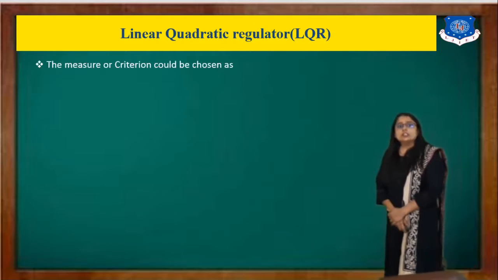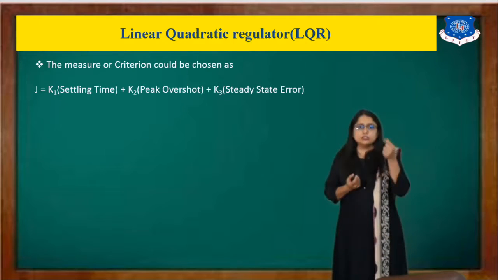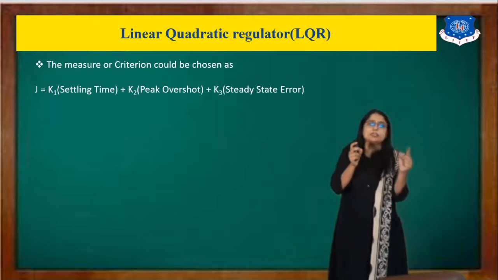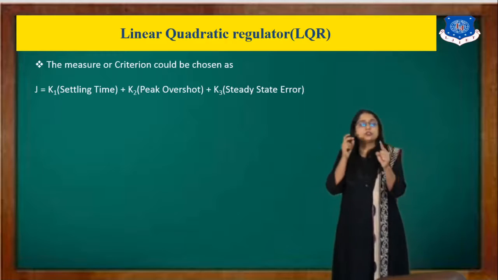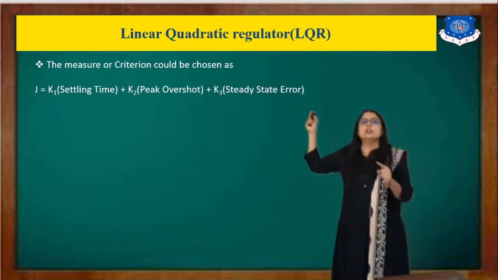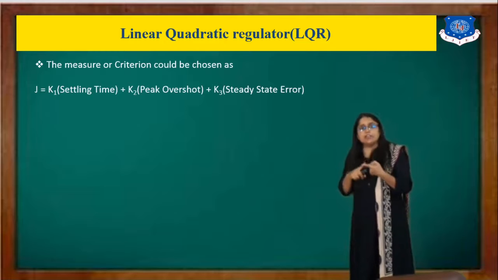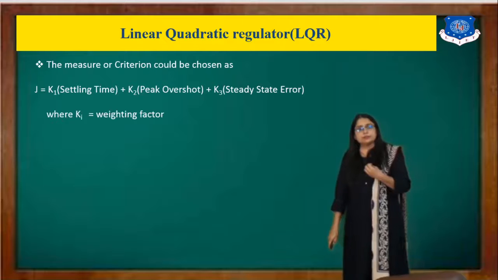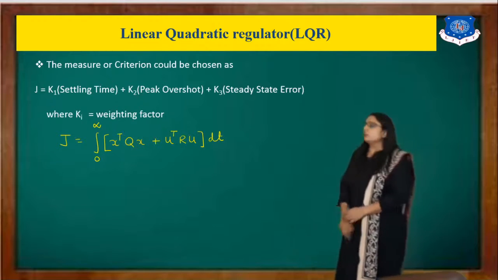So here, to measure the criteria, we have to find out some particular factor, that is J. For the settling time, you have to multiply this with a weight, that is something very clear. Now for the peak overshoot, you have to multiply this to get the maximum output or to get the optimal control system. And steady state error is nothing but the K3. So if you get K1, K2 and K3, then you will get your performance index J, where Ki is a weighting factor.